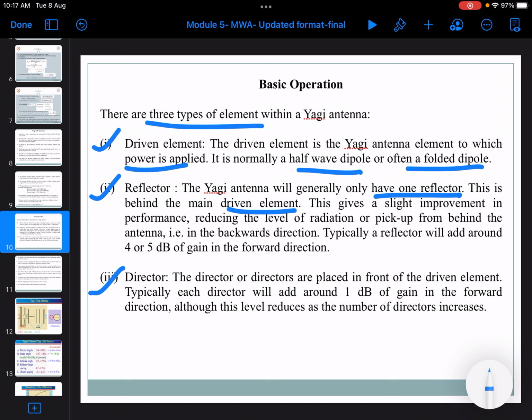What it will do is it reflects the energy which is radiated in the backward direction. Typically, by adding a reflector, you can improve the radiation in the forward direction by about 4 to 5 dB. Coming to the director, you have more than one director, which are placed in front of the driven element. By adding each director, you can increase the gain by about 1 dB to 3 dB in the forward direction.